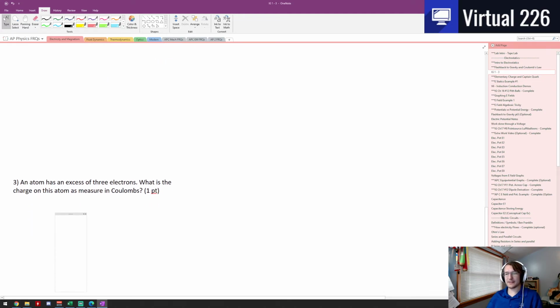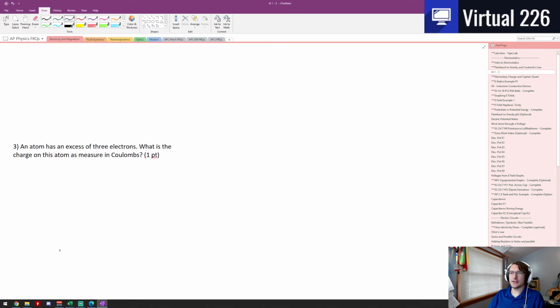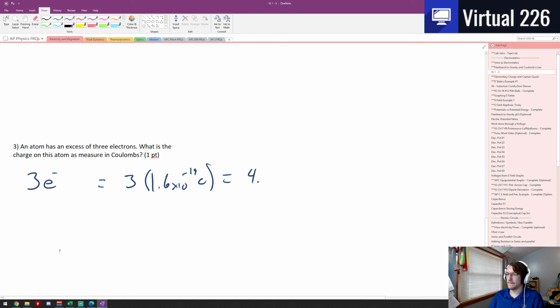an atom has an excess of 3 electrons. What is the charge on this atom in terms of coulombs? Well, if it's got 3 electrons on it, that is 3 elementary charges, and it's negative because they're electrons. That's why we put the negative there. And that's just 3 times the elementary charge of 1.6 times 10 to the minus 19 coulombs. And whatever that number is, it's about 4.8 times 10 to the minus 19.